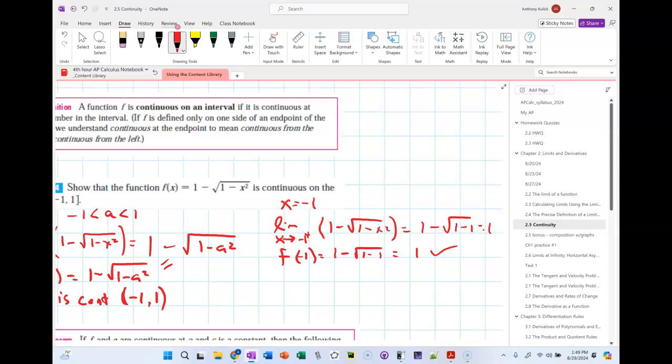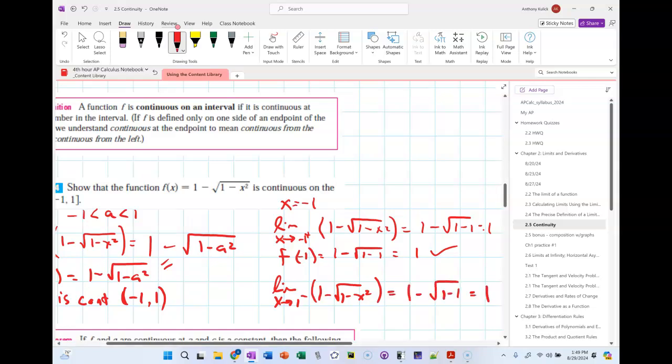And likewise, since it's a closed interval, I only need to check the endpoints on one side. But again, I can just do my direct substitutions, and those are equal, so I have continuity across the entire closed interval.